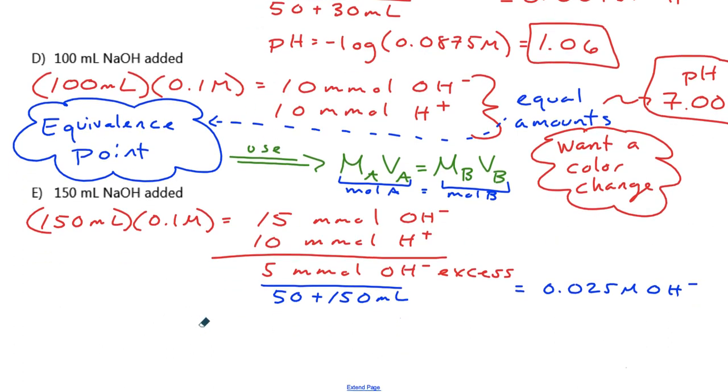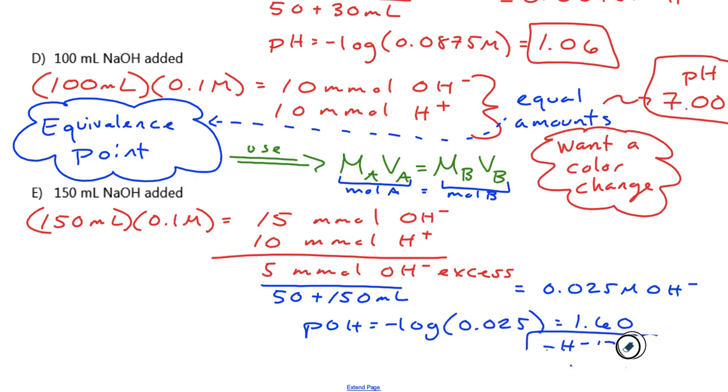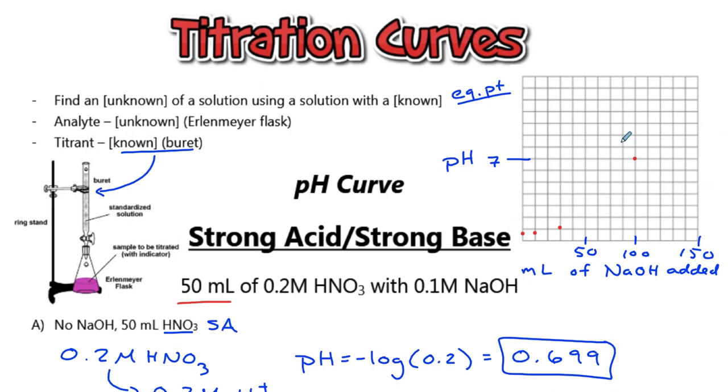I'm going to take pOH equals negative log, and I'm going to get 1.06, and ultimately I will get 12.04. So let's go graph that. So I have 12.04, 12.4 with 150. 12.4, so 8, 9, 10, 11, 12.